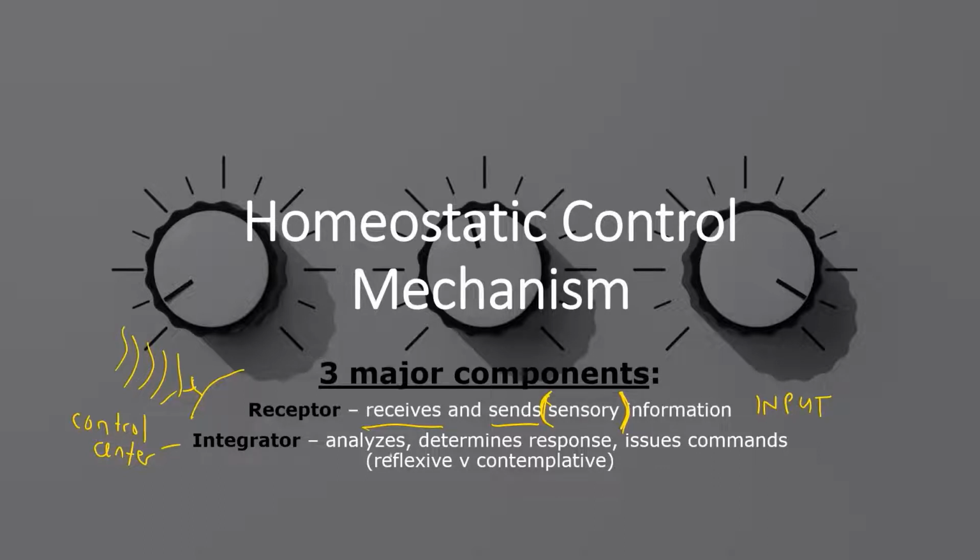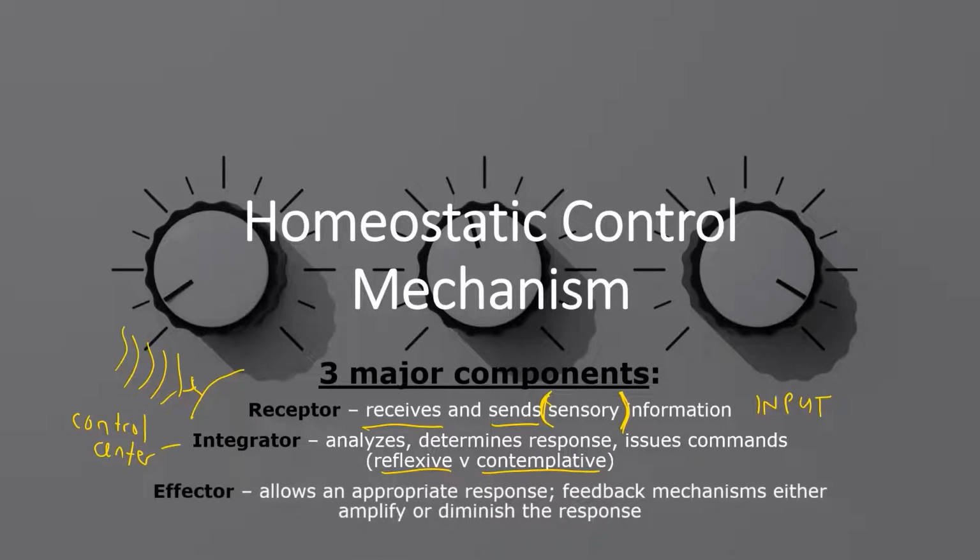Now, this could be a reflexive thought, like the withdrawal reflex, pulling your hand off of a hot stove, or it could be a deeper type of thought where you're going to contemplate what you should do, even if it is a moment of thinking or several moments of thinking. Now, not only will the integrator figure out what kind of information it's received from the receptor, it will determine how the body or the cells should respond. And it'll also issue commands out to the third component to do something about this problem, if it's a problem.